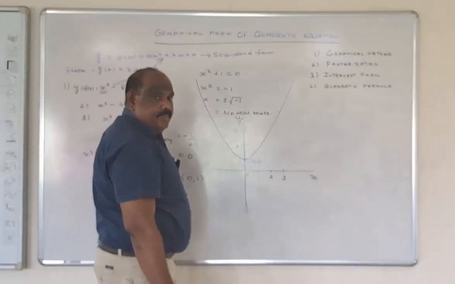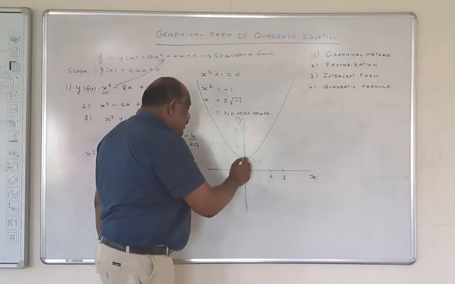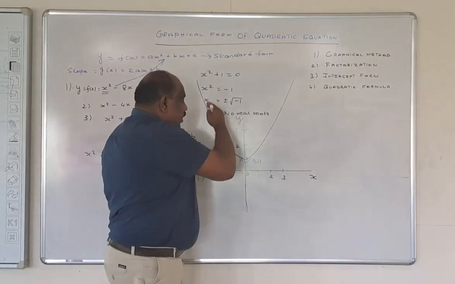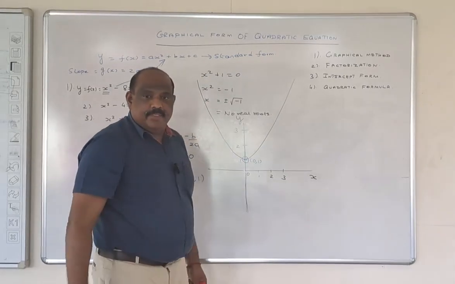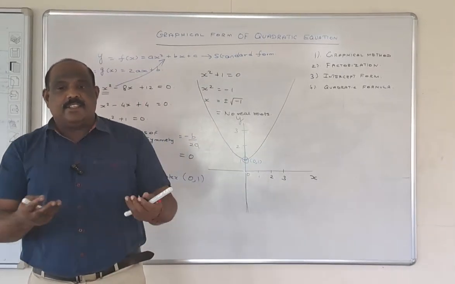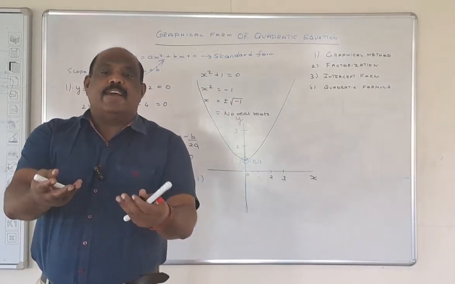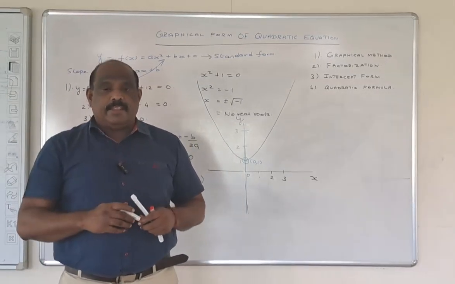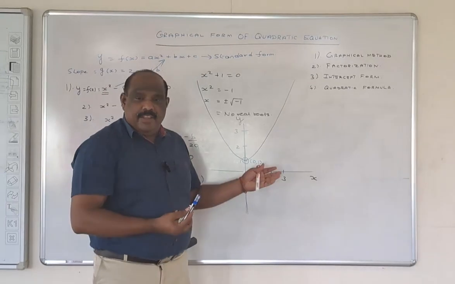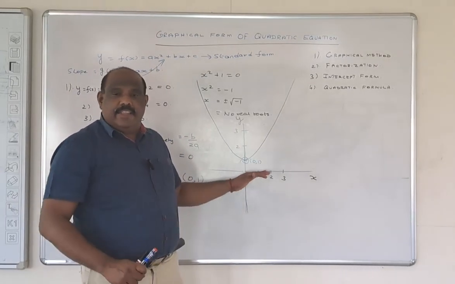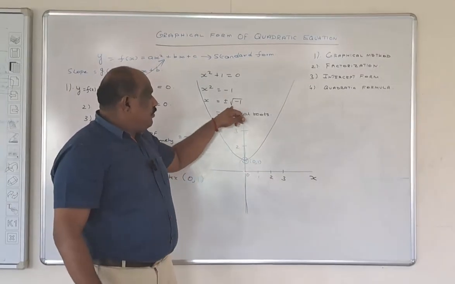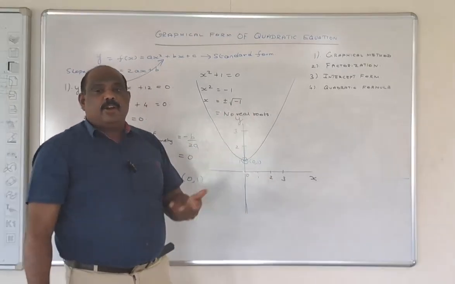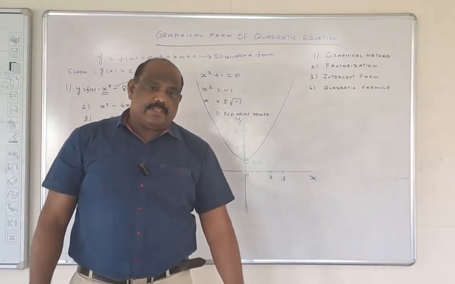Isn't it? Now the beauty is, is this curve touching the x-axis? Not at all. Where x is not equal to 0, which means it doesn't have real roots. It may have imaginary roots that we can't tell with the graph. But here we can tell it doesn't have any real roots. But when I'm going by the method of factorization, I can find it becomes a complex number.